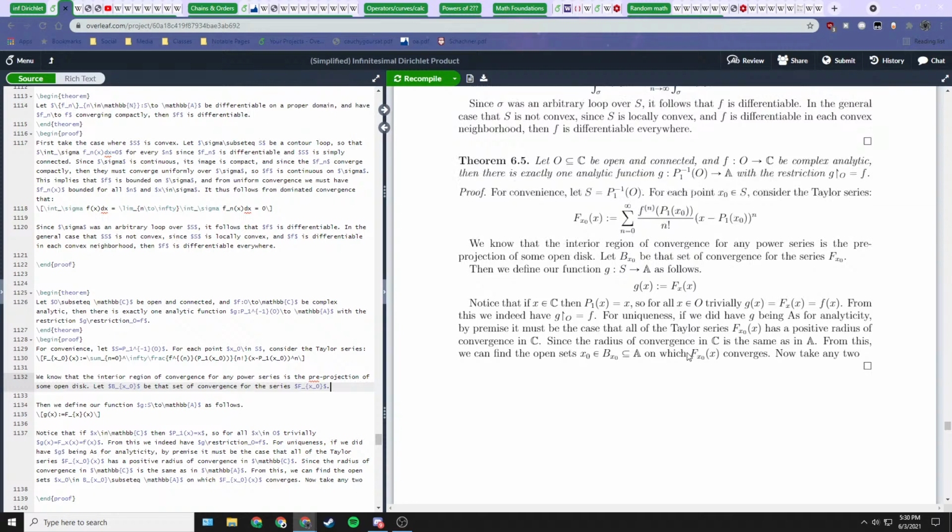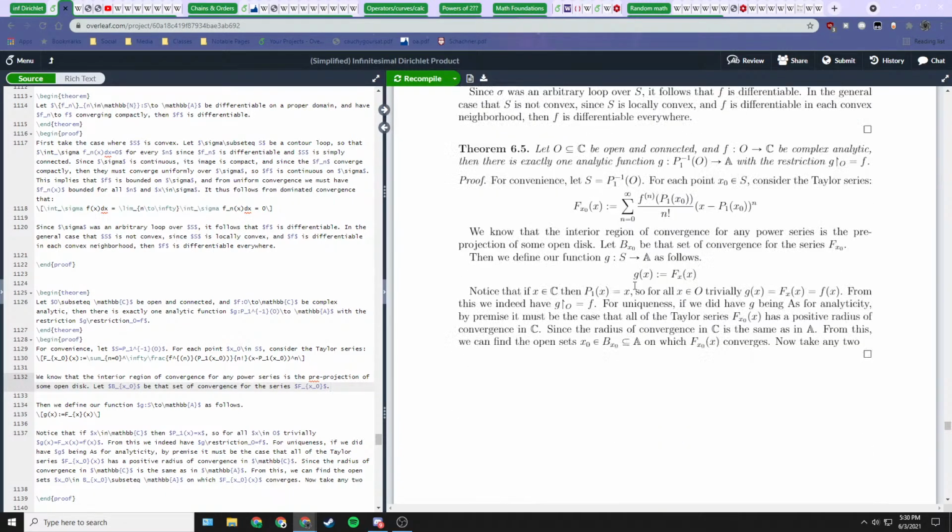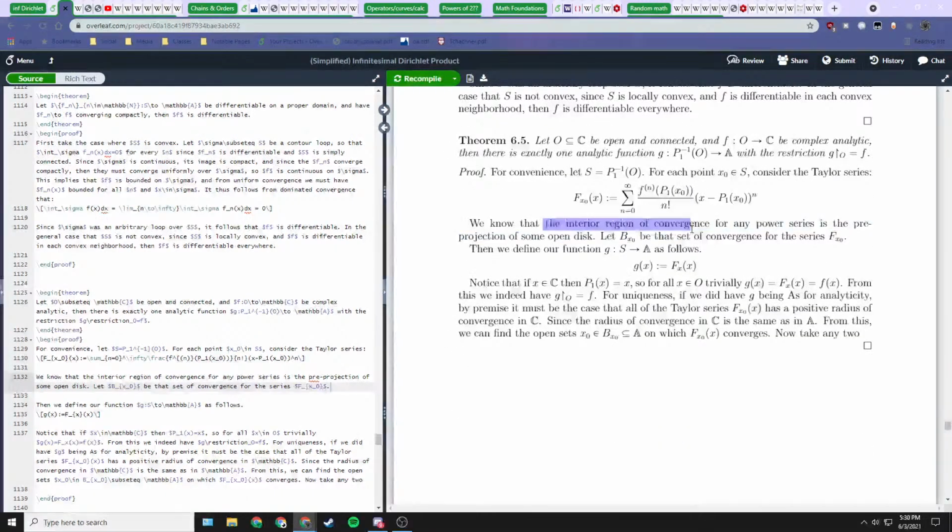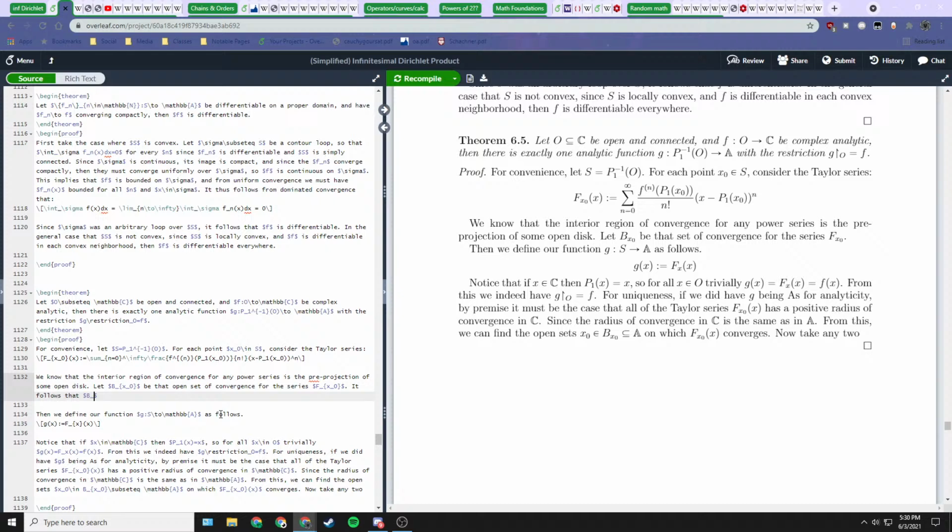Okay, so we're going to do it this way. We define our functions f. We know that the interior region of convergence for any power series is the pre-projection of some open disk. So we're going to let b sub x0 be the set of convergence for the series of f sub x0. It follows that b sub x0 is connected and convex.